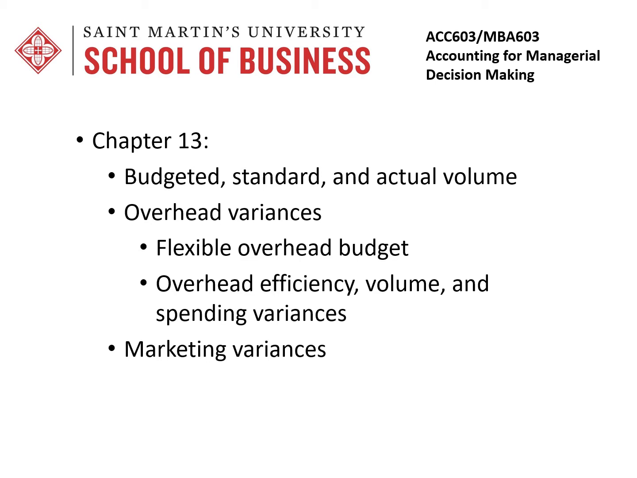So this last chapter deals with the other part of overhead variances. Last chapter we talked about direct material and direct labor. In this chapter we'll talk about overhead, and then we'll talk about how this can be applied to analyzing sales as well, which the book talks about as marketing variances. I wouldn't use the term marketing in that way, but in any event, we'll talk about that as well.